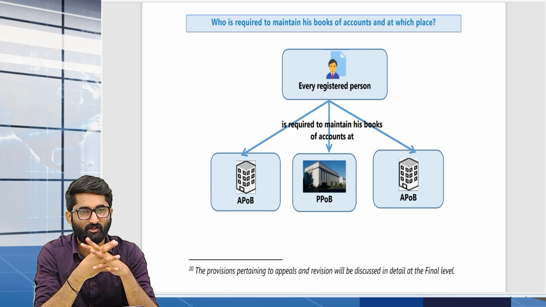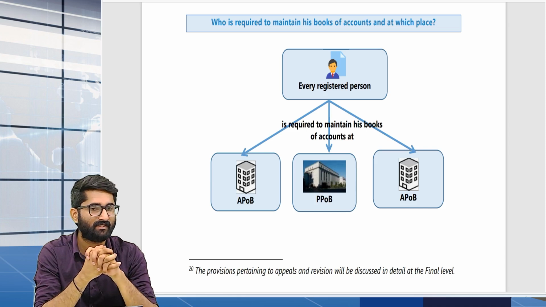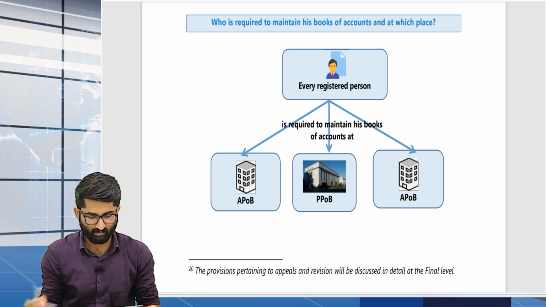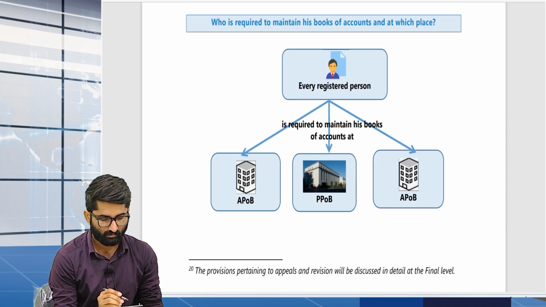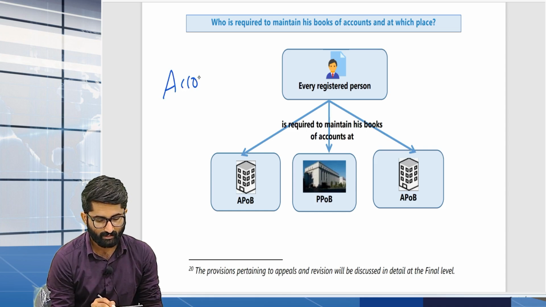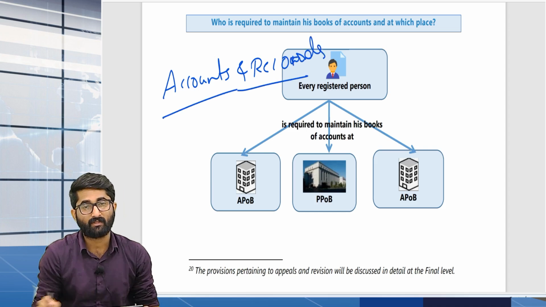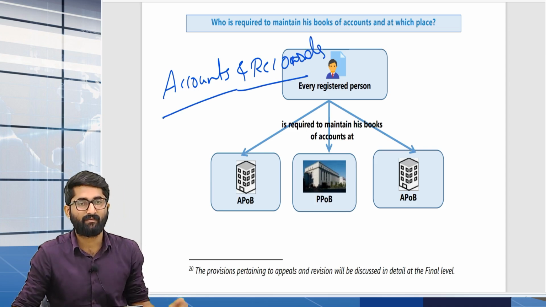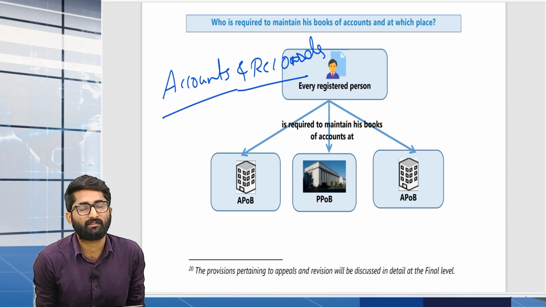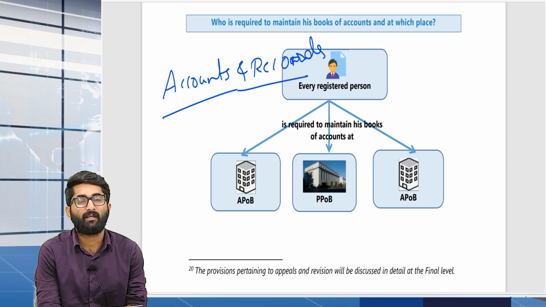In this episode of revision, we will be revising our chapter Accounts and Records. Can you remember what is the section number for accounts and records? Section number 35 and 36. We will be discussing sections 35 and 36 now, that is for accounts and records.